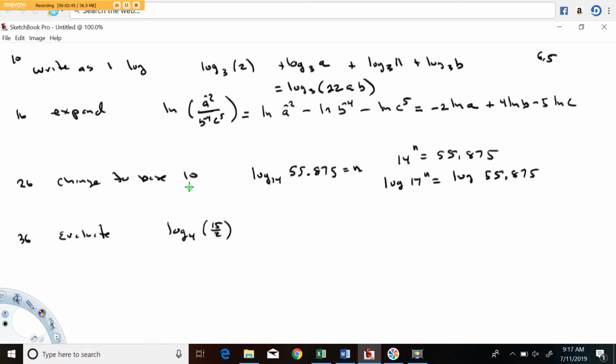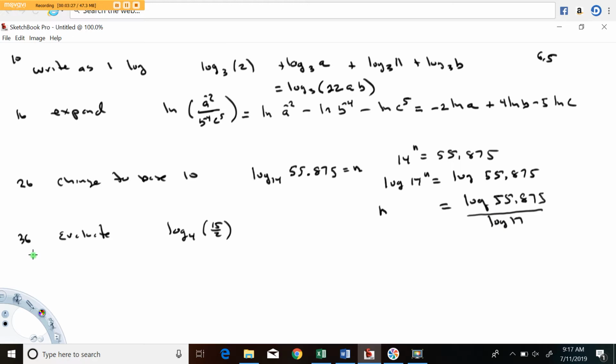However, this says to convert to base 10. That's why I chose base 10. We use this beautiful property of logarithms now that this can be written n times log of 17 equals log of 55.875. I'm not sure why they didn't just call that 56. And now it's just a matter of dividing both sides by log 17. I'm going to cheat and use my computer system here to divide. And we're done. So n, which is our original quantity, is equal to log 55.875 over log 17.